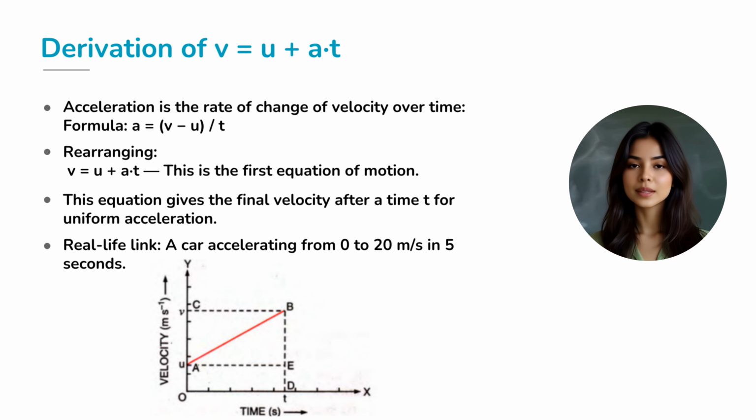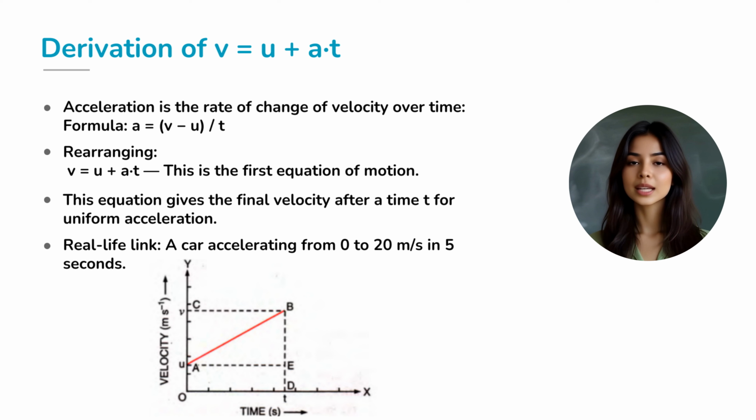Here's the idea. Acceleration is the rate of change of velocity over time. That means acceleration equals (final velocity minus initial velocity) divided by time, or simply a equals (v minus u) divided by t. Rearranging this, we get v equals u plus a into t. This tells us how the velocity of a body changes after time t.